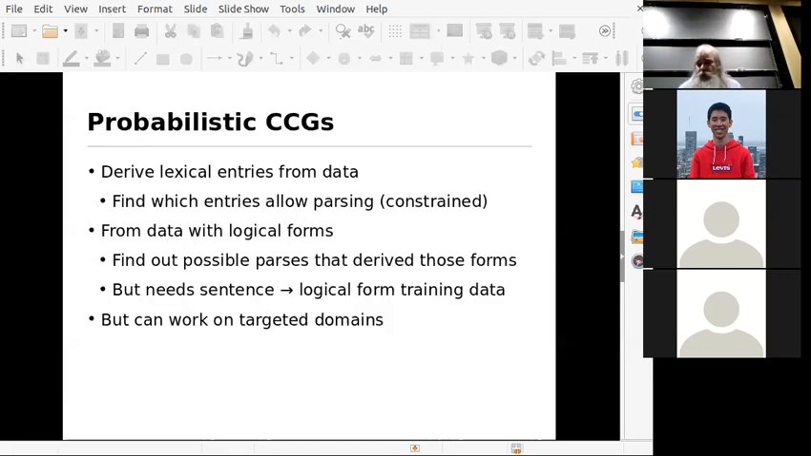CCG is by far not the only one, okay? And it might actually be too general for some of the things we want to do.